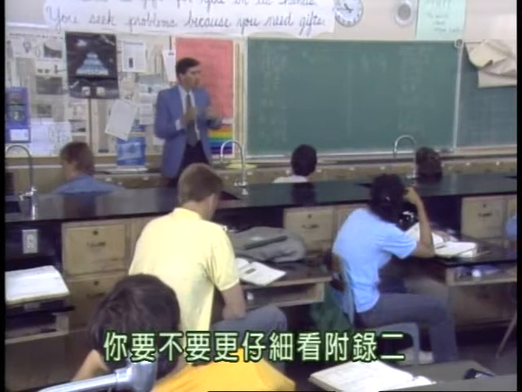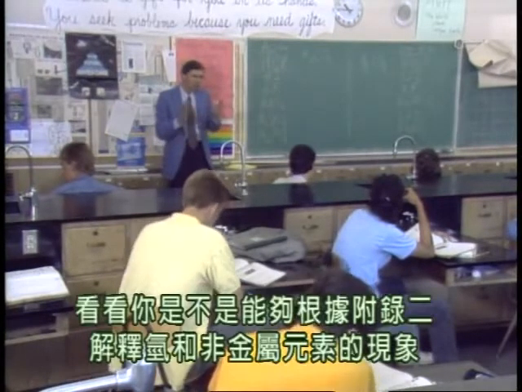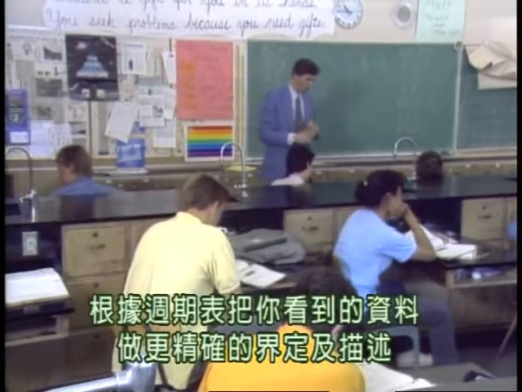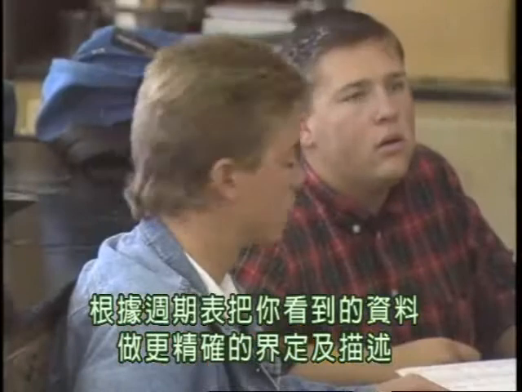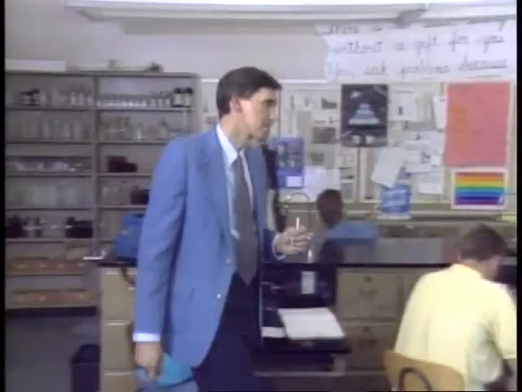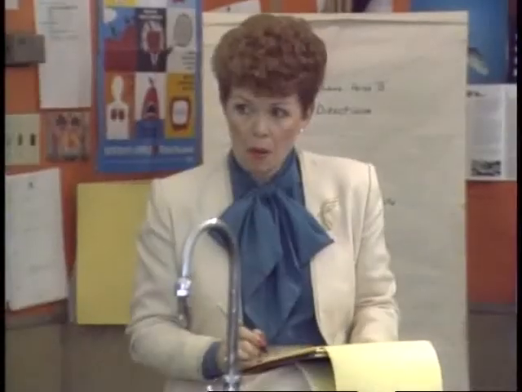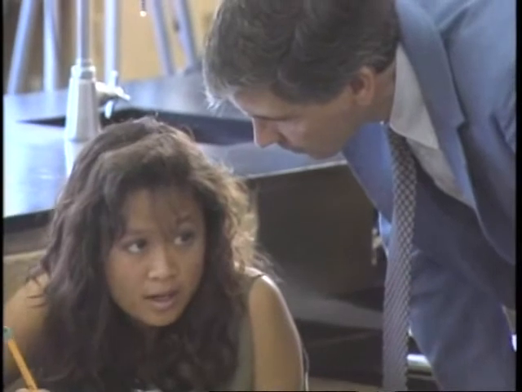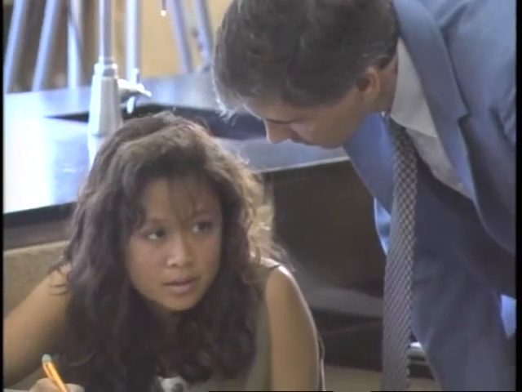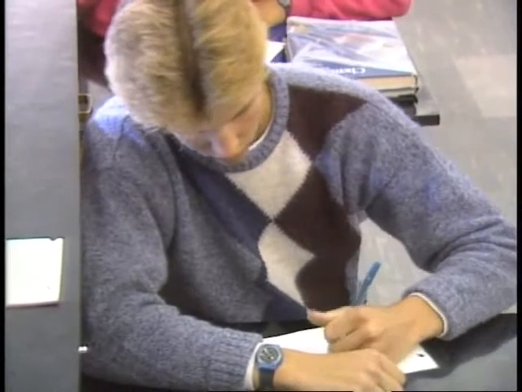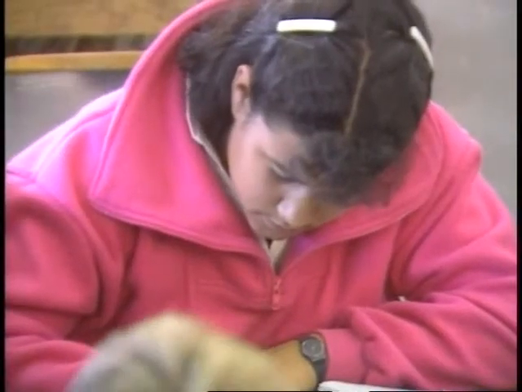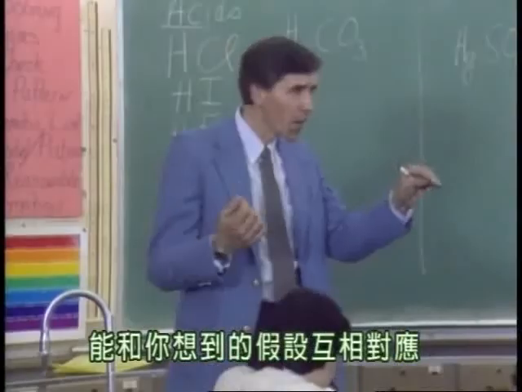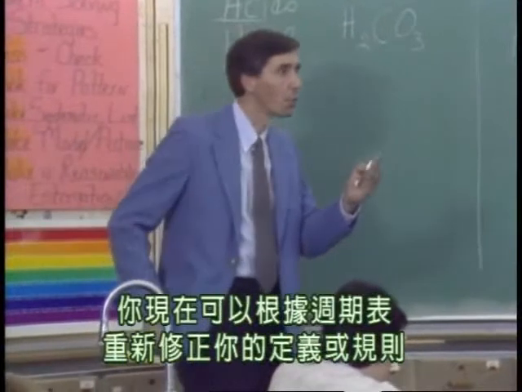Would you look down the list under Appendix 2? See if you can take that information about hydrogen and nonmetals and refine it or say something more specific based on what you see in the columns right there, the table. Is there any information you've come up with looking at the columns that allows you to refine your definition right now, or your rule that you're trying to put together?